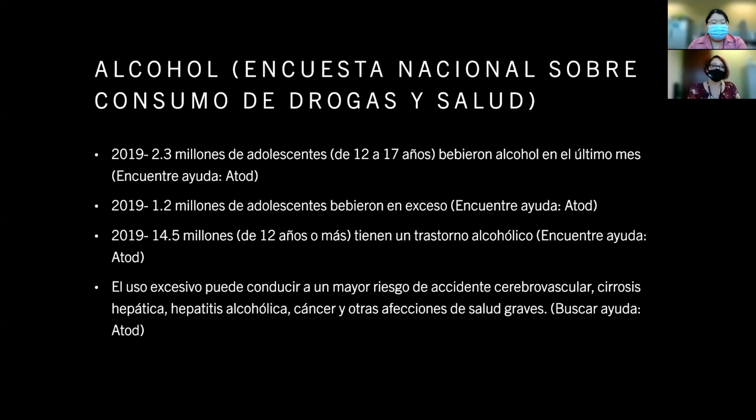The National Survey on Drug Use and Health studied if adolescents drink alcohol occasionally, binge drink alcohol, and/or admitted to an alcohol problem. In 2019, 2.3 million children ages 12 to 17 said they drank alcohol in the past month. Also, 1.2 million said they binge drink alcohol, and 14.5 million said that they have a problem with alcohol. Excessive use of alcohol can lead to an increased risk of stroke, liver cirrhosis, alcoholic hepatitis, cancer, and other serious health conditions.